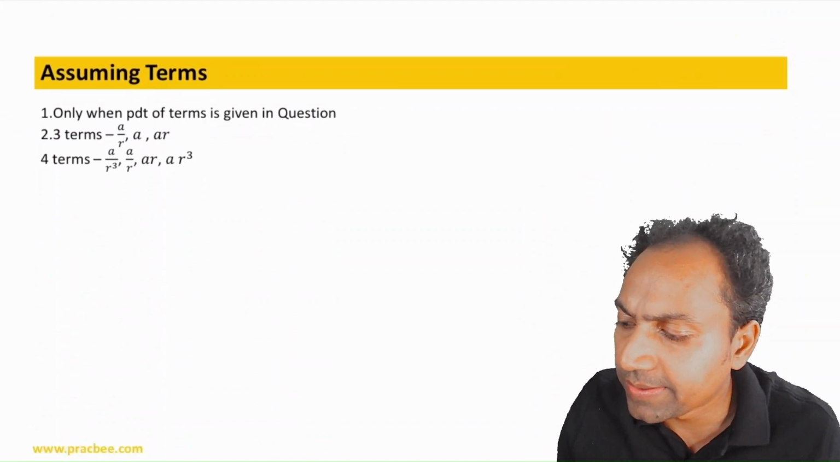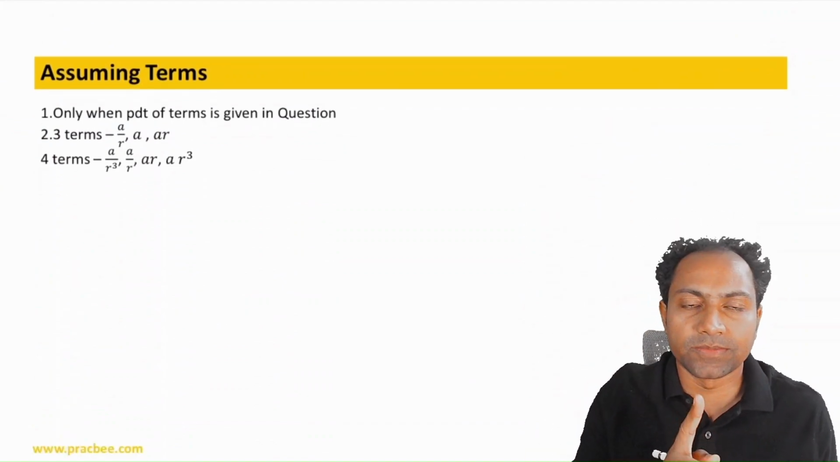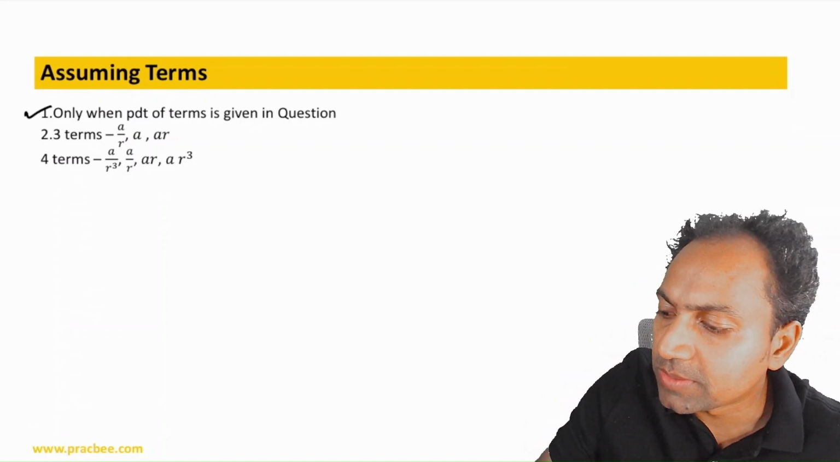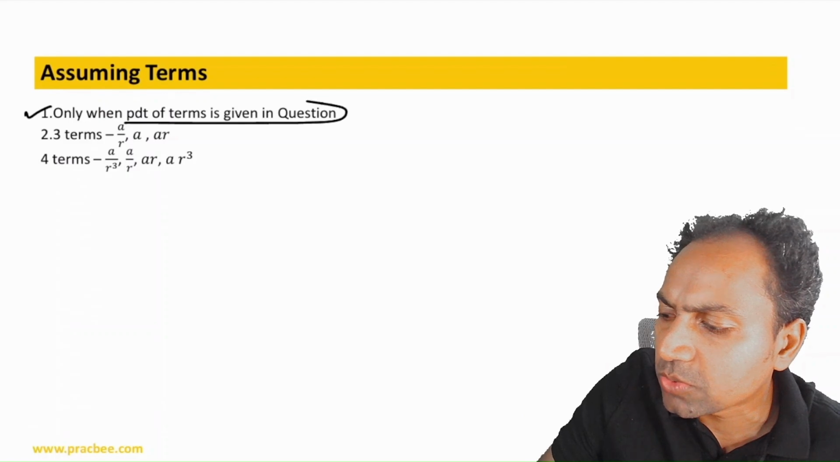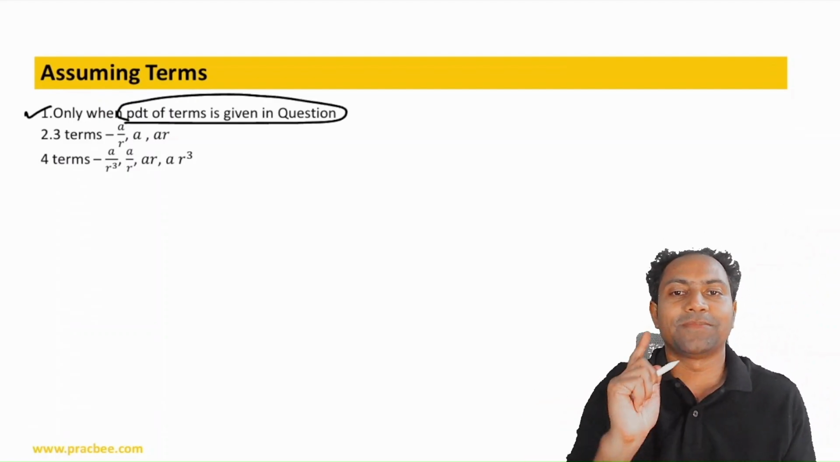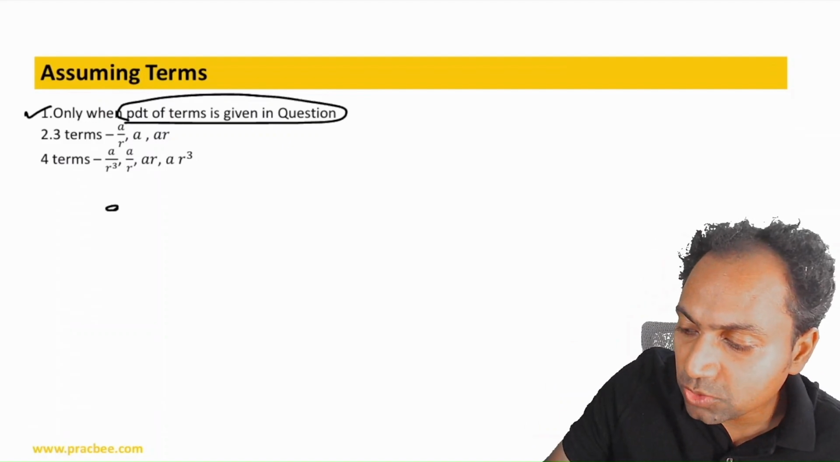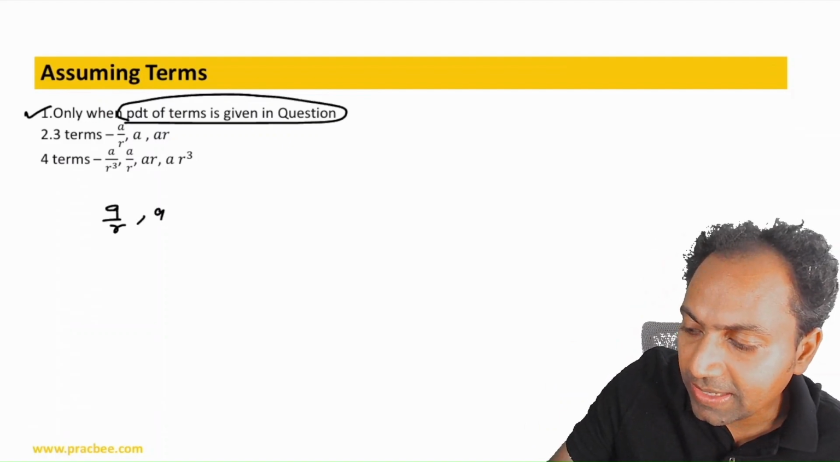First is regarding assumption of terms. This is the first and the most important thing: only assume terms if they are talking about the product of the terms in the question. Otherwise, it is a wastage of time. This is the most important idea. Now, if you want to assume three terms, you can assume them as A by R, A and AR.